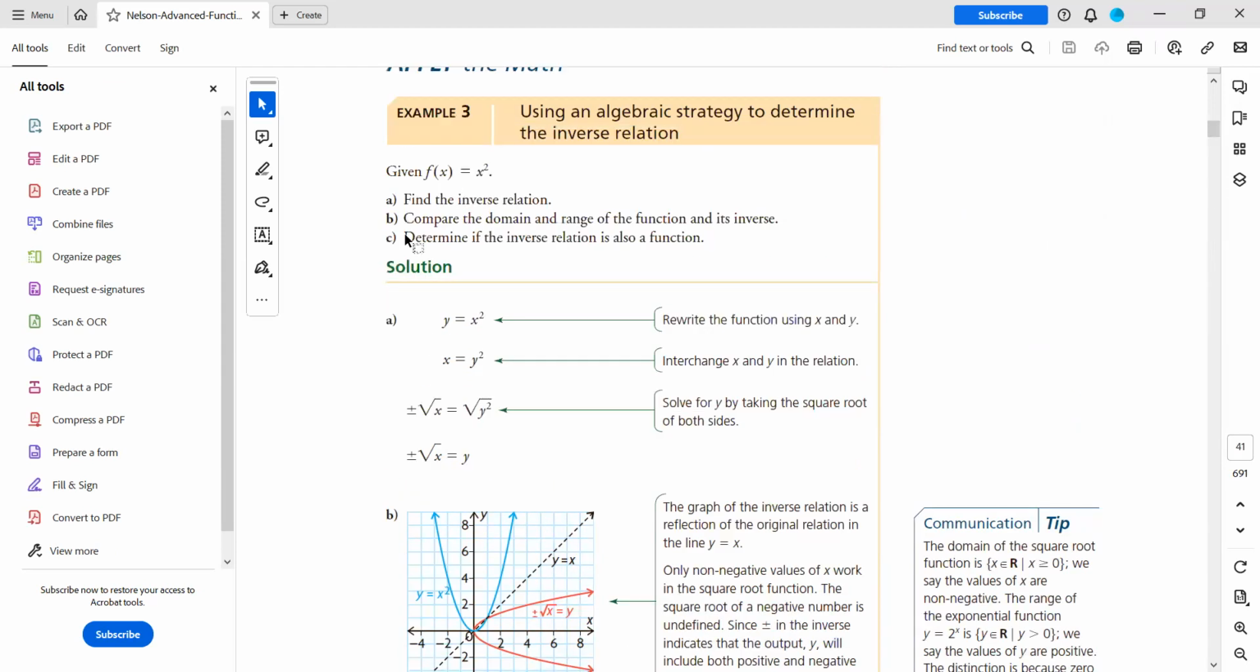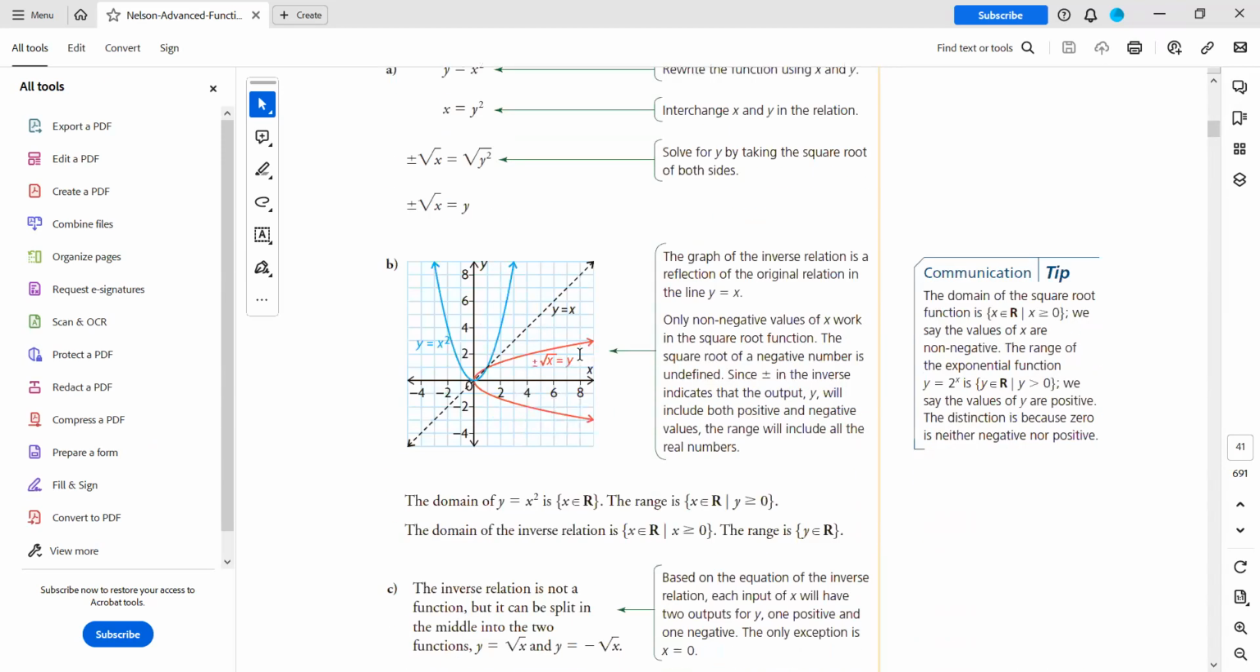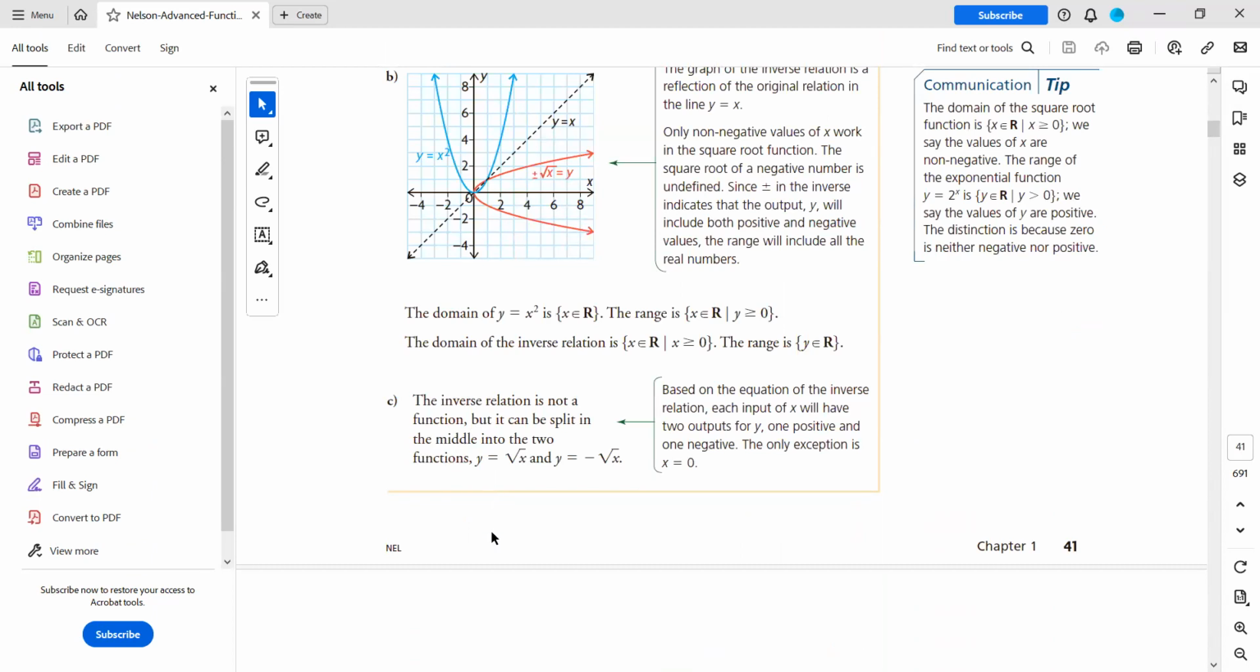So the question C: determine if the inverse relation is also a function. How can we do that? Based on the equation of the inverse relation, each input of x will have two outputs for y. Isn't this breaking the first rule about functions, that any given input of x should give us a specific and only one output of y?